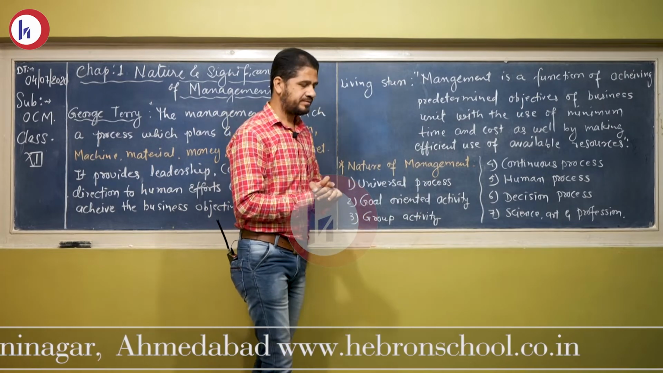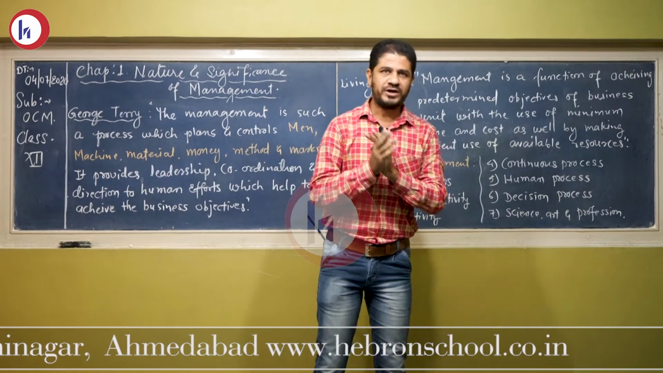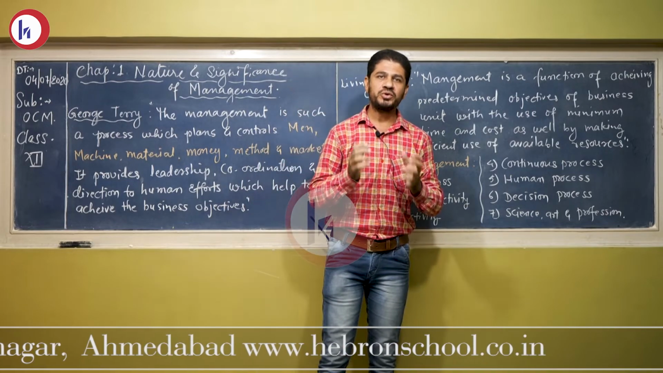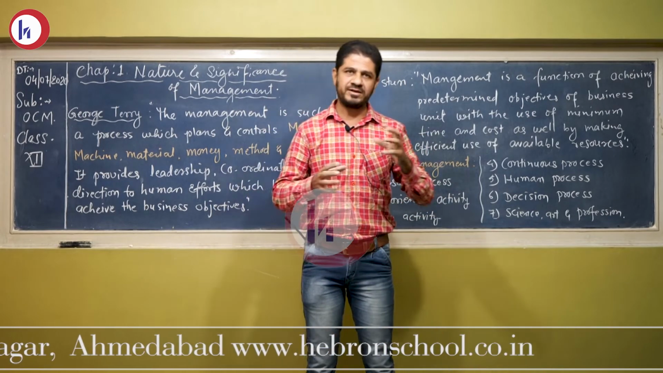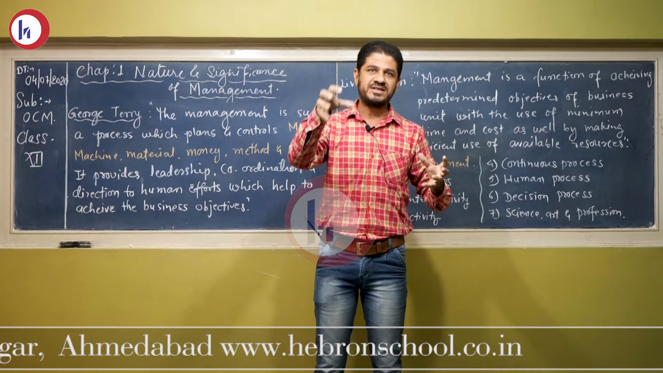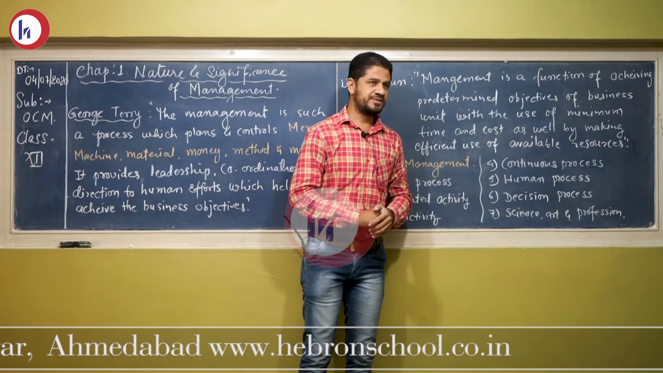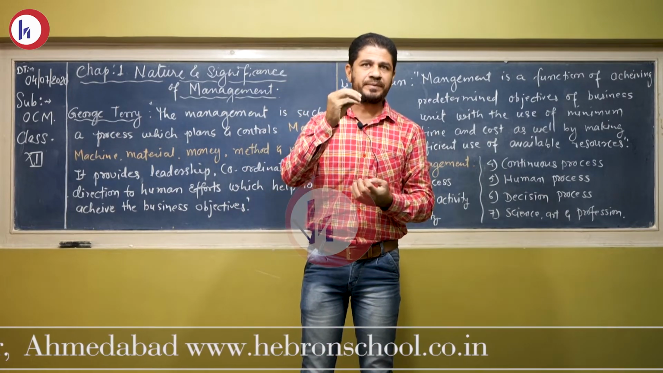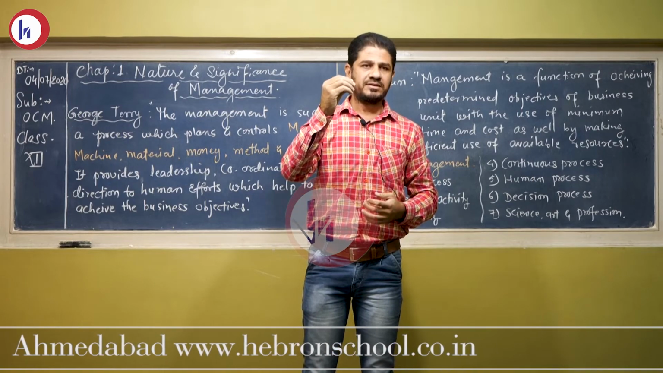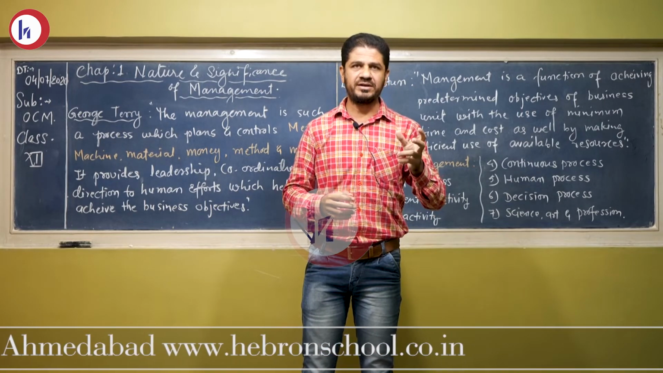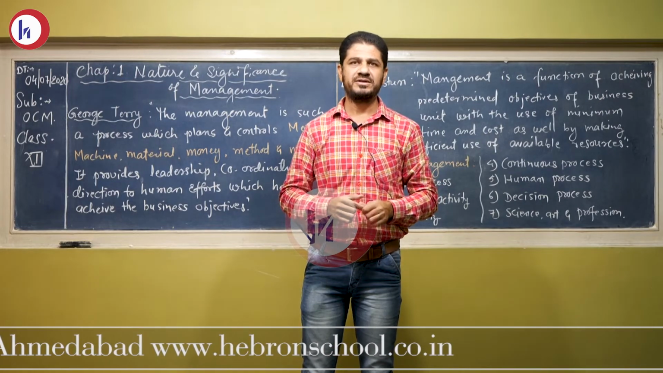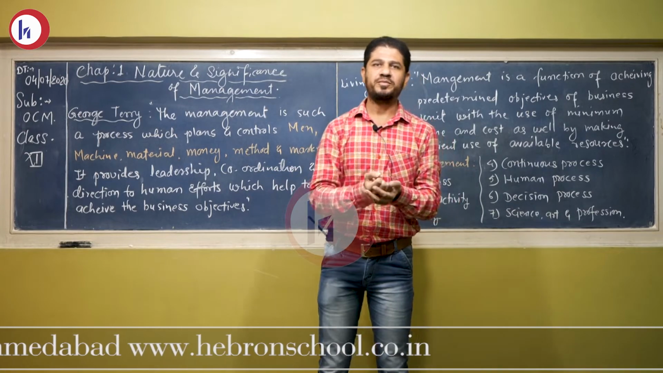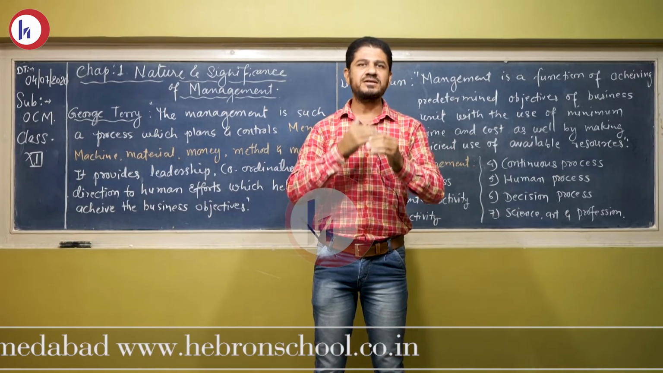Next is a group activity. Management is required where 2 or more people work together. If there is a single person, there is no need of management. So where 2 or more people work, the management is there. Next one is a continuous process. Okay friends, what happens if the predetermined objective is achieved? The company will decide new objectives, then again it is achieved, then again they decide the objectives. Basically it is a cycle.